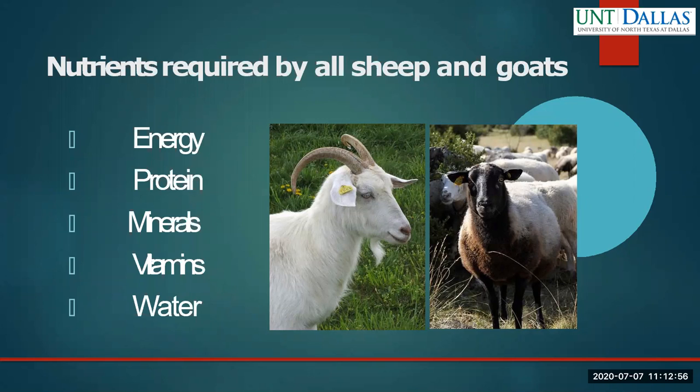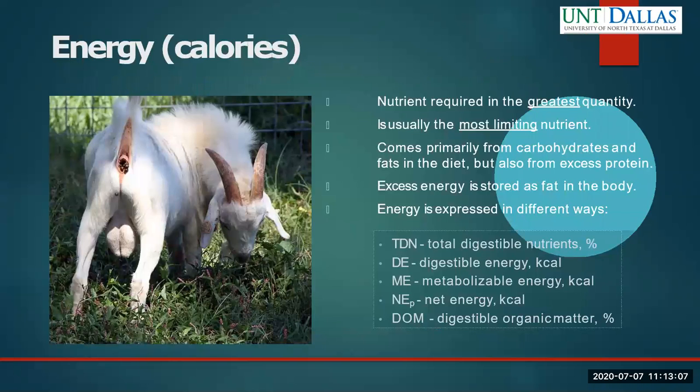The different nutrients that are required by all sheep and goats are energy, proteins, minerals, vitamins, and water. Starting with energy, generally the most limiting nutrient in ewe and doe nutrition is energy. You all know that ewe is the female sheep, and doe is the female goat. The major sources of energy are the pasture, that's the forage, range, and browse. We have hay, silage, byproduct feeds, and grains.